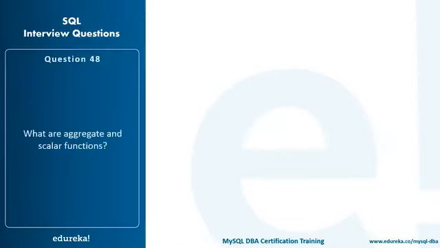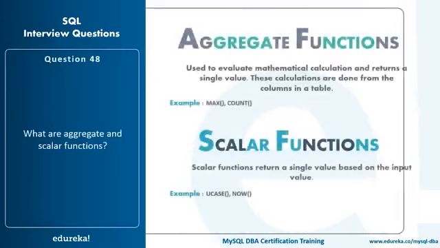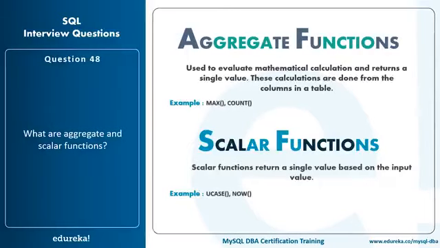That is, what are aggregate and scalar functions? The aggregate functions are used to evaluate mathematical calculations and return a single value. These calculations are done on columns in a table. For example, you can consider the max function and the count function as aggregate functions. Now the scalar functions basically return a single value based on the input value. If you need an example for scalar functions, then you can consider the ucase and now functions as scalar functions, as they're calculated with respect to the string. So guys, this is what aggregate functions and scalar functions mean.